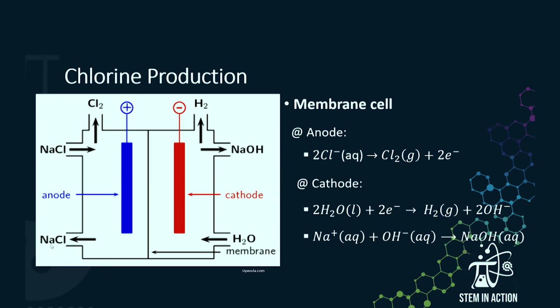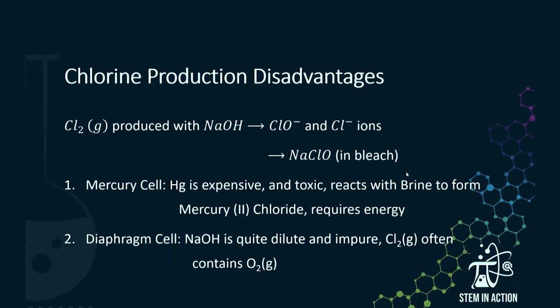Sodium ions, where do they go? They pass through the membrane because of their charge, and they react with hydroxide ions to form sodium hydroxide. Where did the hydroxide ions come from? Well, that pure water gets reduced to form hydrogen gas and hydroxide ions, and the hydrogen gas is released, and the hydroxide ions are now free to react with the sodium ions which have passed through the membrane to form, again, sodium hydroxide. They are our products which are very useful in industry.